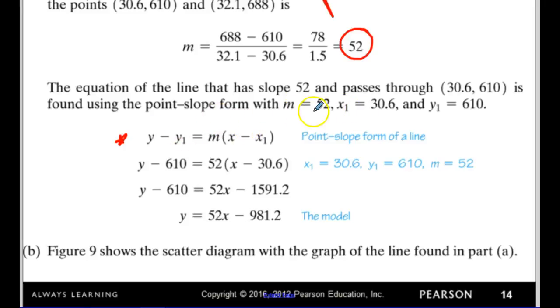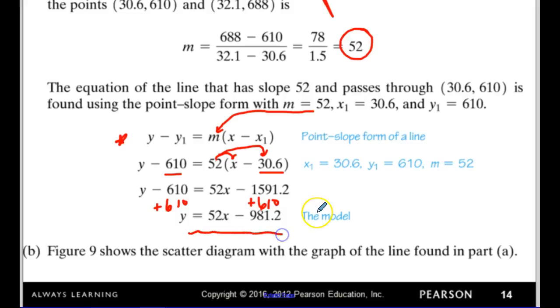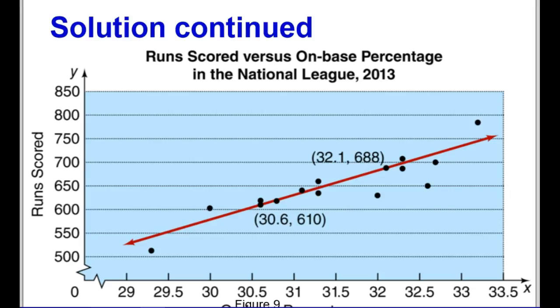So I plug in what I know. I have my m, my slope of 52, and I'm going to pick one of the points. We just pick 30.6 and 610. It doesn't matter which point you pick, but those are your y1 and your x1. So we plug those in, distribute the 52 into both of those, and then add 610 to both sides. That's exactly what ended up here. So there's the model that represents what we were looking at. We can also then draw our graph with that model. You'll see I'm on exactly those 2 points.